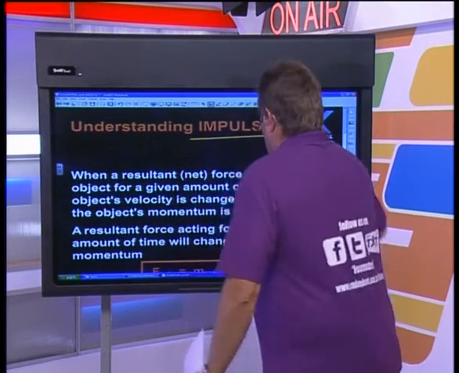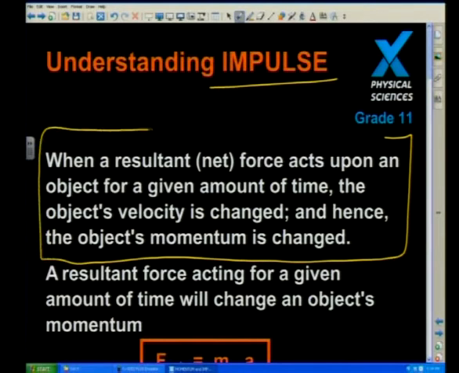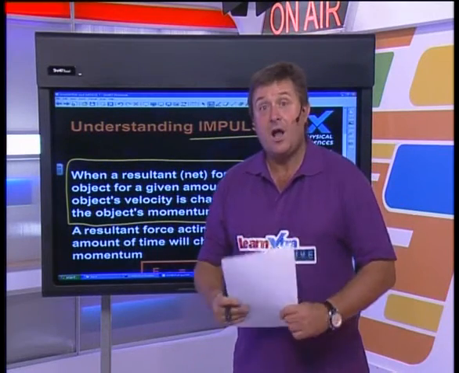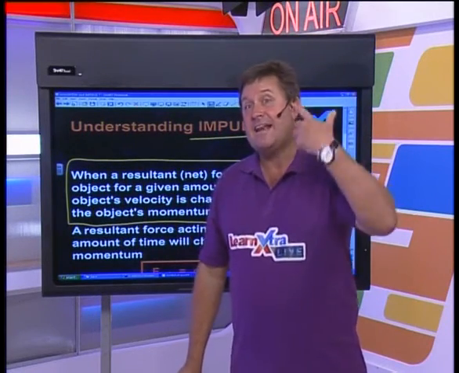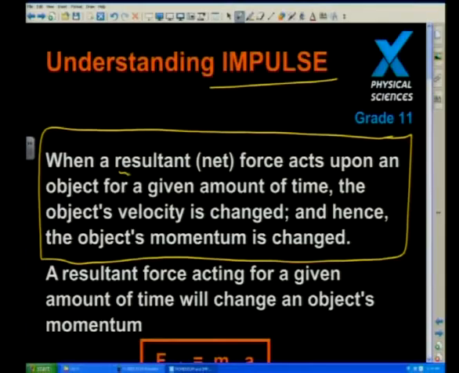Right, what have I got here? When a resultant or net force acts upon an object for a given amount of time, the object's velocity is changed, and hence the object's momentum is changed. Guys, do you see that? Exactly what I spoke about earlier. So that becomes a very pivotal statement when it comes to the understanding of our change of momentum and this thing called impulse. It's this resultant, or what we call a net force.